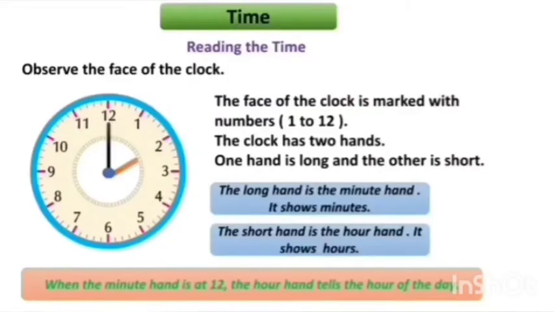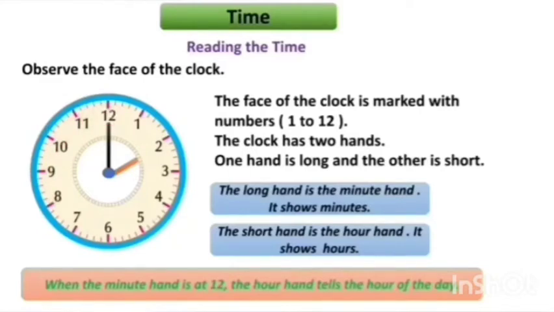Reading the time, observe the face of the clock. Children, you may all have a clock like this in your house. Observe the clock carefully. The face of the clock is marked with the numbers 1 to 12. You can see over here 1, 2, 3, 4, 5, 6, 7, 8, 9, 10, 11 and 12.